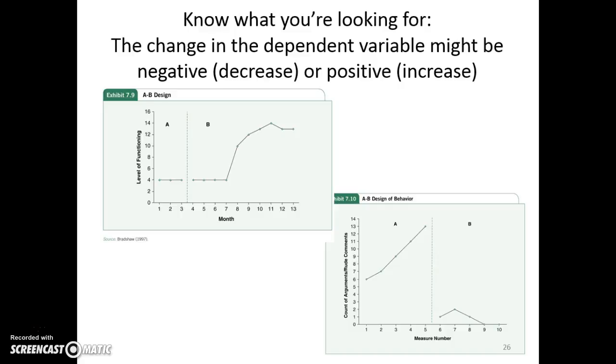It's really important because sometimes we think that just because something goes up, it's a good thing, and that when it goes down, it's a bad thing. But for example, if you're looking at decreasing the number of arguments between a couple in family therapy, then you might actually want to see that decrease, but just by visually looking at it, you may not understand whether this is a good thing or a bad thing. So it's important to understand what direction you want to see. Is this a negative change or is this a positive change?